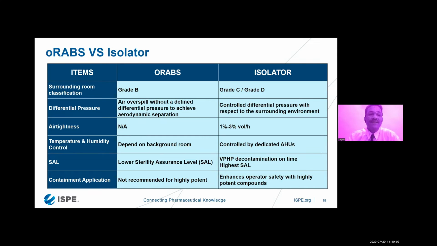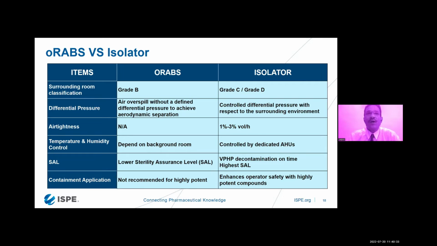As you can see, when we talk about ORABS and isolators, for the ORABS system the background area is going to be grade B, so you'll compulsorily have to don a sterile garment. And when you talk about sterile garments, there are other things like operator validation, the validation of your dress, wherein you do a swab test just to check whether your dress is going to spread any contamination inside the sterile area.